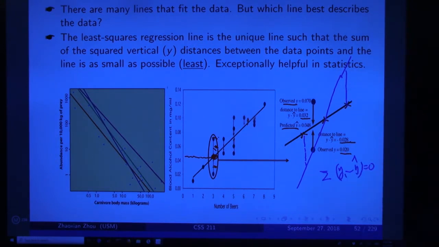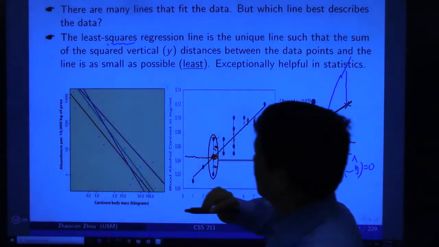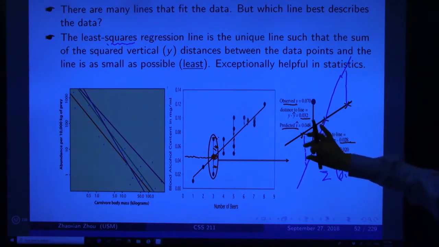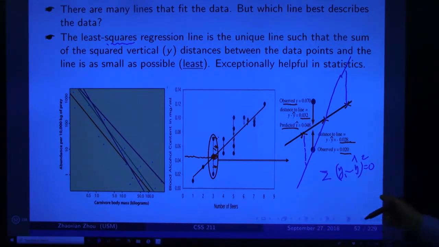It looks like any line passing through this point will be best based on our standard. The standard is the sum of all the residuals equal to 0. So this is not a good standard. Instead, we are going to use the residual squared. That's why there's a square here. We are going to find the error, but we do not consider the positive or negative. Instead, we consider the square, the absolute value squared. We want this sum to be as small as possible.